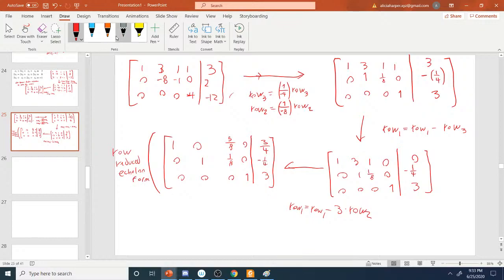So let's see what this tells us. The bottom row here tells us that x4 is equal to 3. And then we have to have x2 is equal to -1/4 minus 1/8 times x3. And then finally, this one right here, the first row, tells us that x1 has to be equal to 3/4 minus 5/8 times x3.